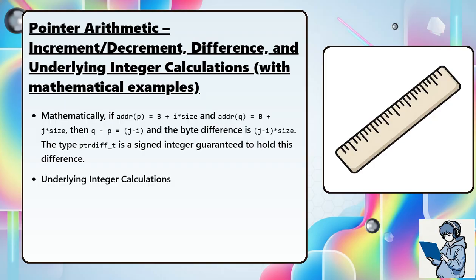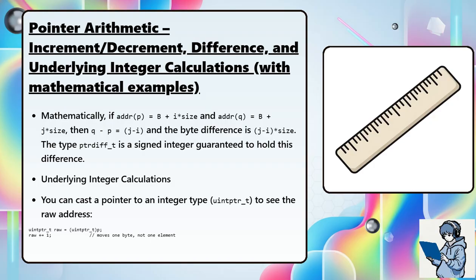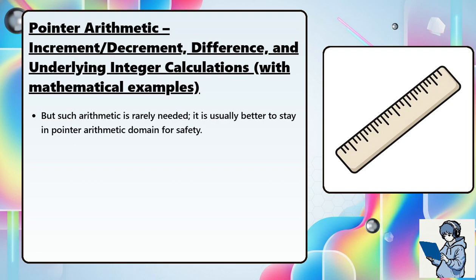Underlying integer calculations. You can cast a pointer to an integer type, uintptr_t, to see the raw address. uintptr_t raw = (uintptr_t)p; raw += 1; moves 1 byte, not 1 element. But such arithmetic is rarely needed. It is usually better to stay in the pointer arithmetic domain for safety.